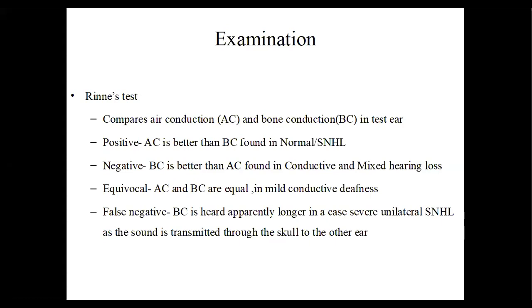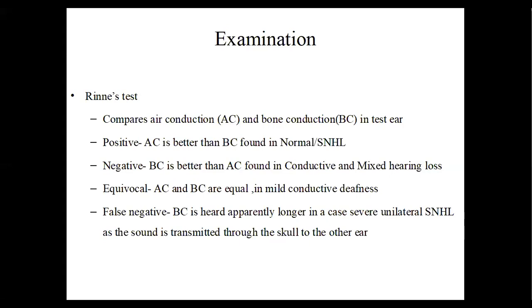Once you do Rinne's test with 512 Hz, you will compare the air conduction with the bone conduction of the tested ear. If the patient says air conduction was better than bone conduction, that is Rinne's positive. So you can infer whether it's a normal hearing ear or the patient has sensorineural hearing loss in that ear. Then if bone conduction becomes better than air conduction, you call it Rinne negative, and you can get it in a patient with conductive deafness or in case of mixed hearing loss.